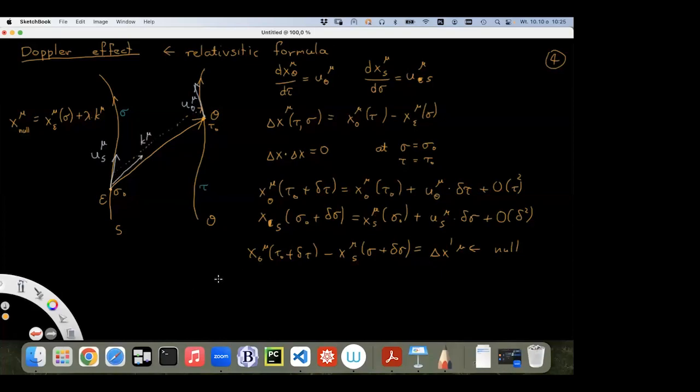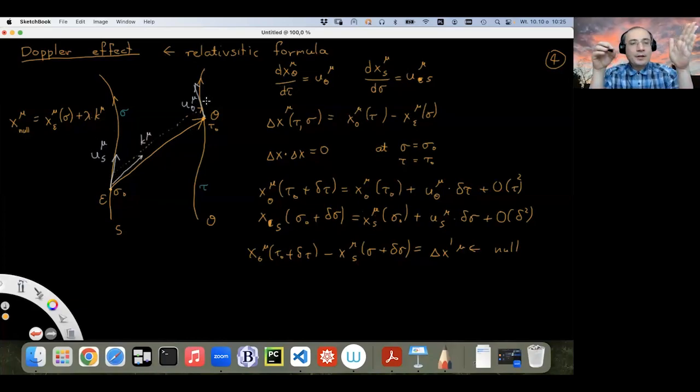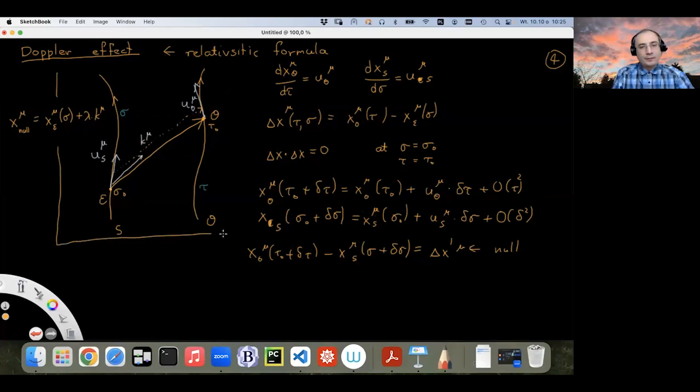Sir, I have a doubt regarding this delta x. So this x_O^mu of tau and this x_E^mu of sigma, these are measurements in different frames, right? I'm describing everything in a completely external frame, which knows nothing about the four-velocities of the source and of the observer. There is a frame here, and here you have x, and it's not related to any of them. It's just a convenient tool for me to write these equations.